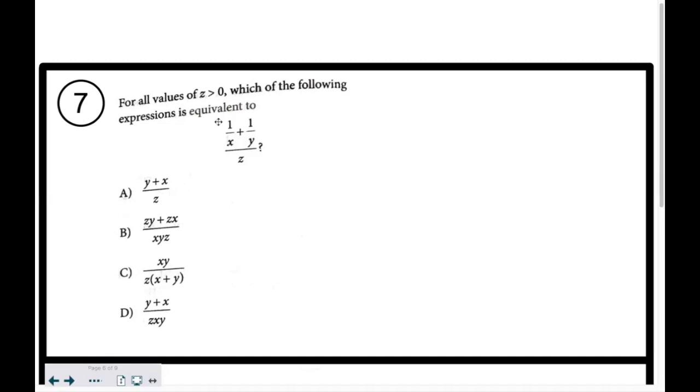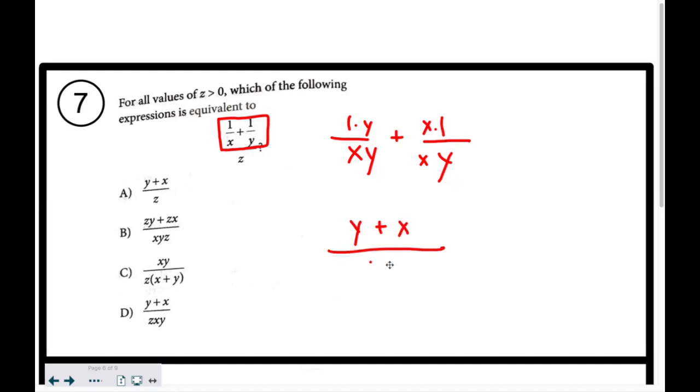So the first thing I would do is in the numerator up here, we have to add fractions. Well, anytime you add fractions, you want to get a common denominator. So the common denominator is going to be x times y. So I want to multiply this one by y over y, and I want to multiply this one by x over x. So y times 1 is y, plus x times 1 is x. So I get y plus x over xy. That's what this is equal to. And now that's all over z.